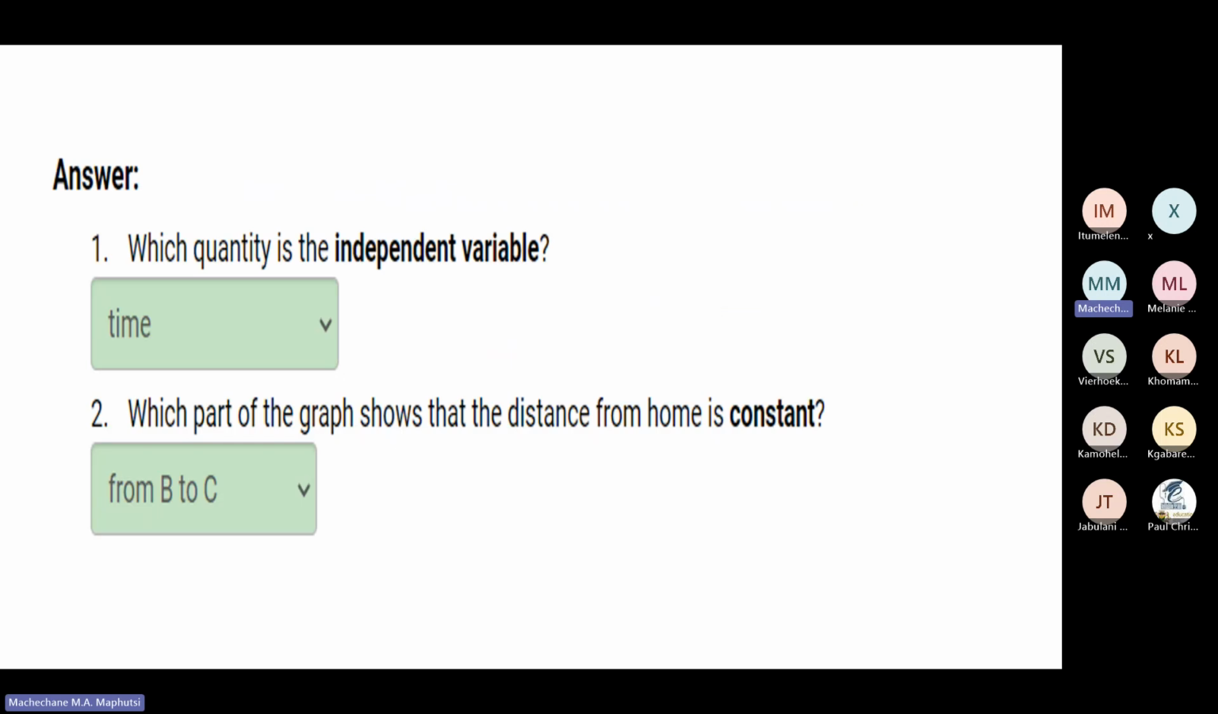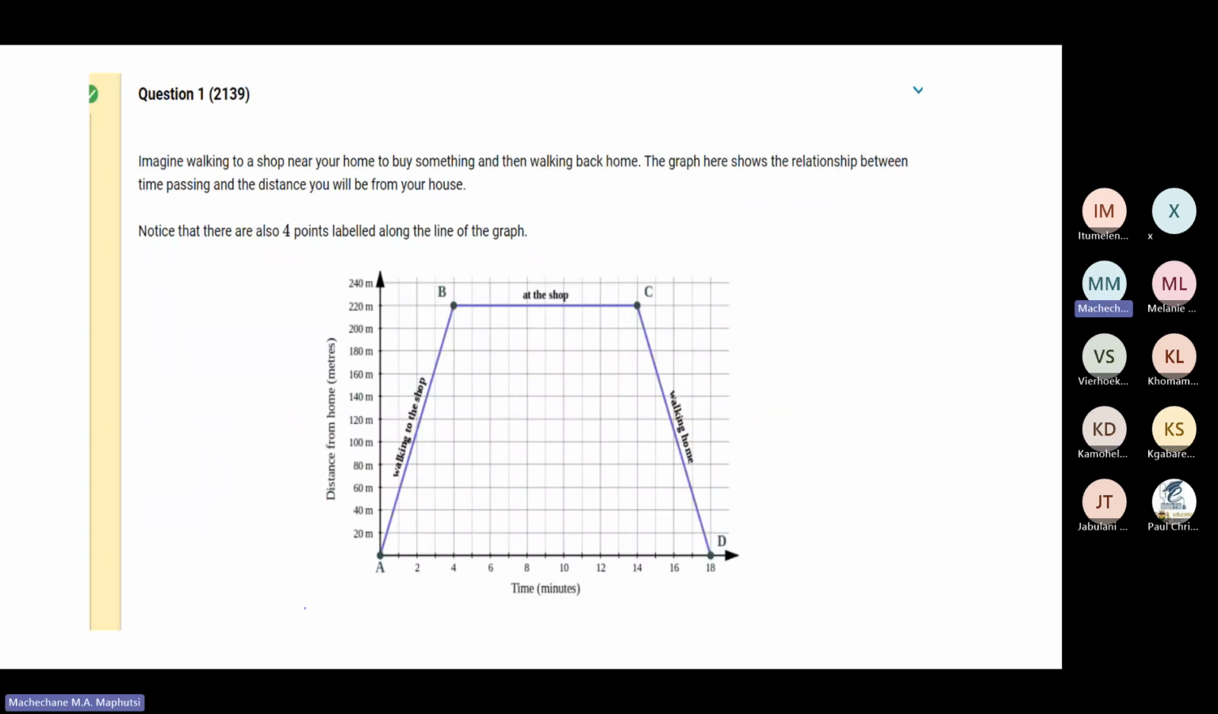Okay, so now we have a question here. Let's imagine walking to a shop. Let's imagine maybe Elena is walking to a shop near his home to buy something, and then the learner must come back home. So this graph shows that scenario, the relationship of from home to shop, at the shop, and moving backwards. The graph here shows the relationship between time passing and the distance you have from your house.